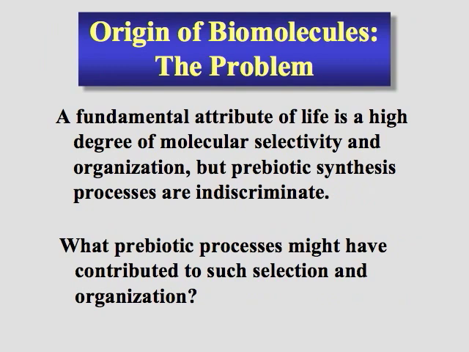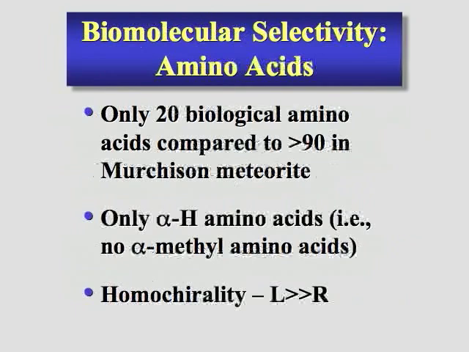So we're talking about things, really monomers, if you will, in the biological scene. Let's look at amino acids just as an example of what I'm talking about. If you look at the Murchison meteorite, there are over 90 different amino acids so far identified, compared to only 20 in biological systems. Those amino acids in biological systems are restricted to alpha hydrogen amino acids, as opposed to Murchison, which, for example, has a great many alpha methyl amino acids.